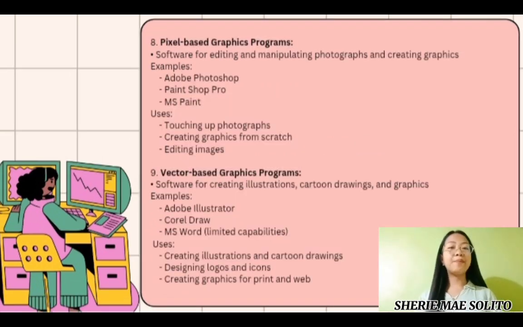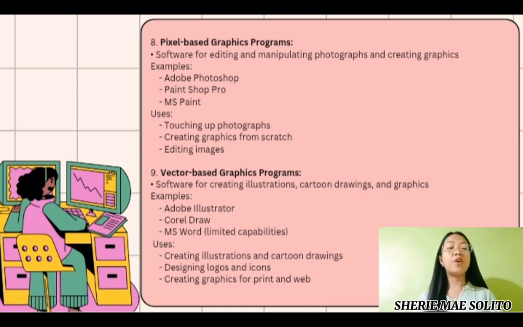The eighth example is graphic programs or pixel-based. This software allows one to touch up photographs and create graphics from scratch, and is also known as a raster graphic editor. It is a software application used to create, edit, and manipulate pixel-based images. The following examples are Adobe Photoshop, PaintShop Pro, AppleWorks, and MS Paint, which comes free on Windows PCs.